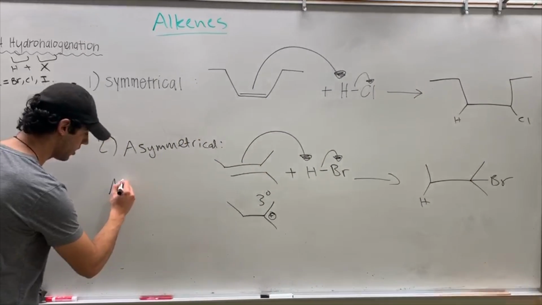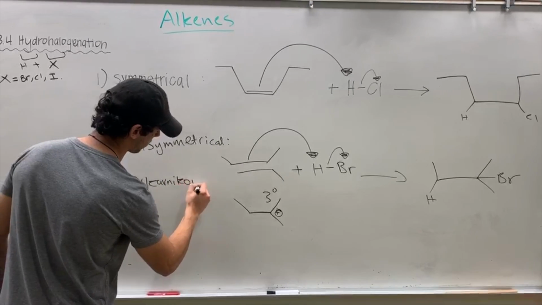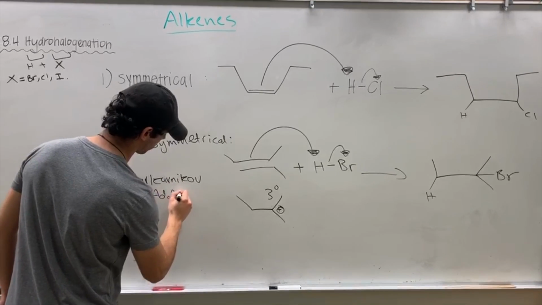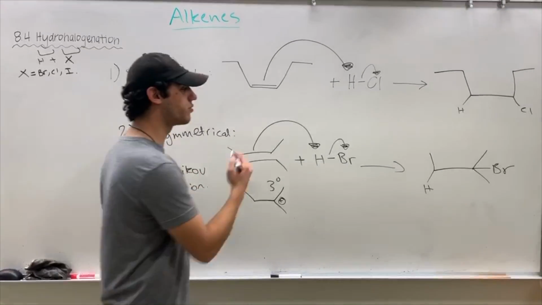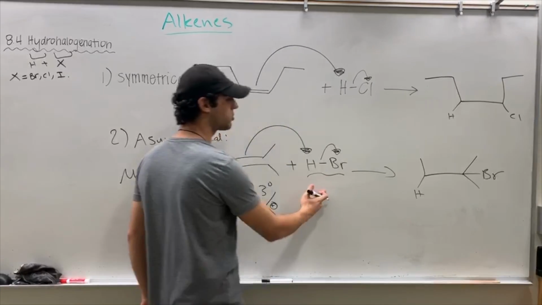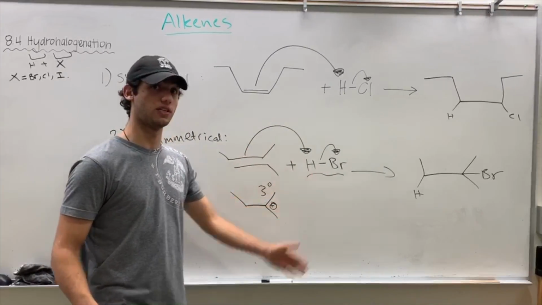This is called the Markovnikov addition. And you can know that it's Markovnikov addition just because of your reagent. This reagent, HBr, HCl, HI, would give you a Markovnikov addition.